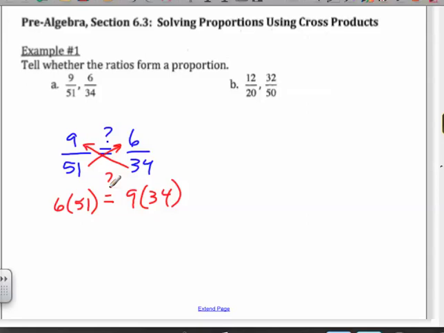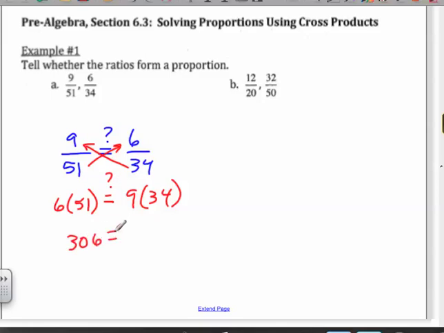Now here's my question, Ross. You got 6 times 51 without the calculator? Without the calculator? 6 times 50? 300, and then 6 times 1? 6. Okay, so this is 306.